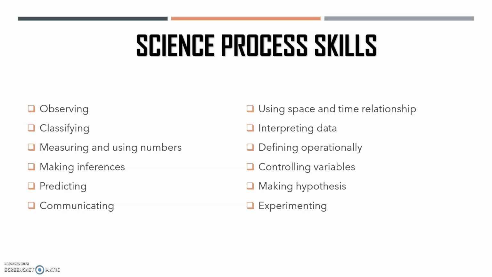The third skill is measuring and using numbers, making quantitative observations by stating measurements in the form of numbers. For example, measurements of volume, mass, length, area, and time. To obtain consistency, standard measuring tools are used. For example, measuring time with a stopwatch.